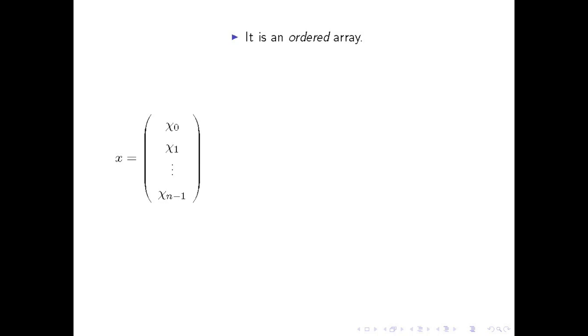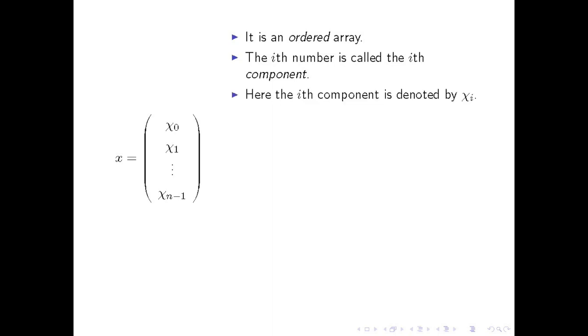We will choose a Greek letter that resembles the lowercase letter used for the vector to denote the scalars that are components of the given vector. So, chi is a Greek letter that is similar to the Roman letter x. Chi sub i is the ith component of x, or since we start indexing at 0, perhaps we should say chi sub i is the component of x indexed by i.